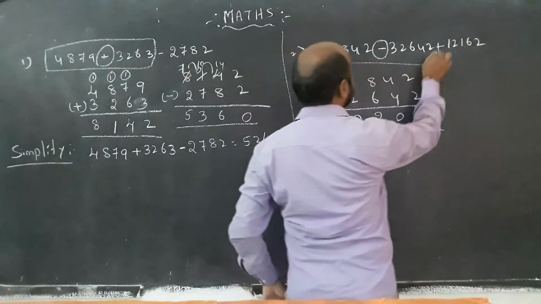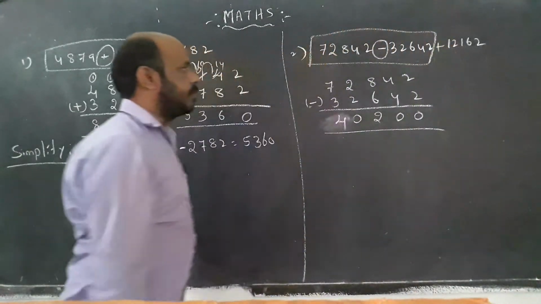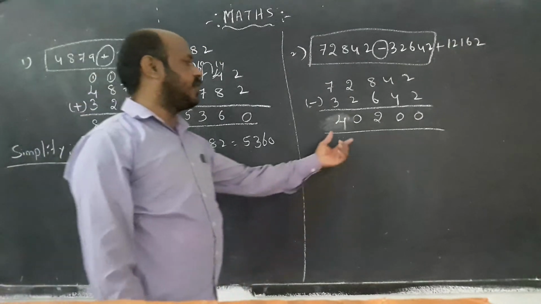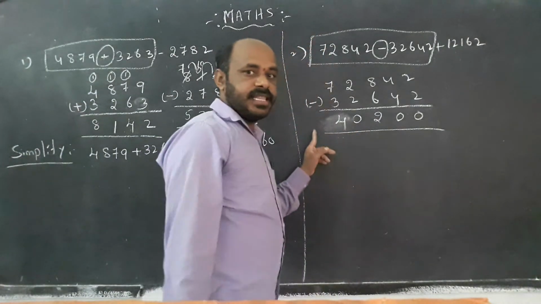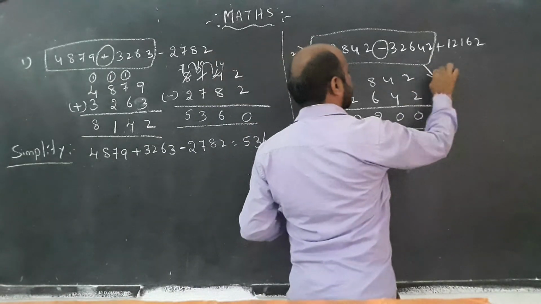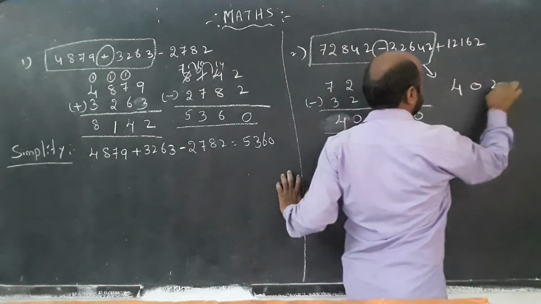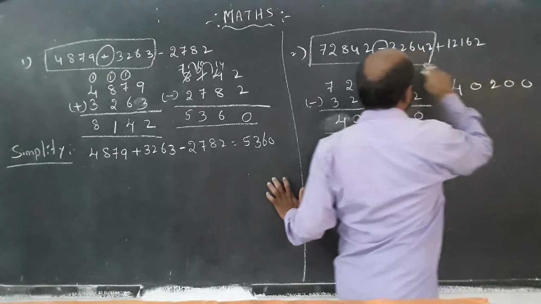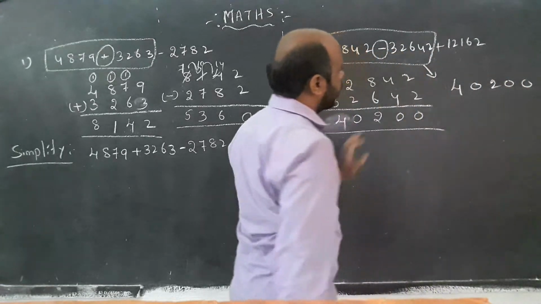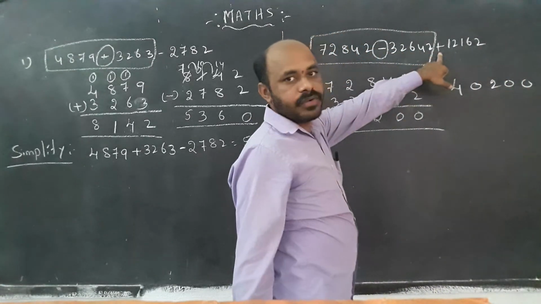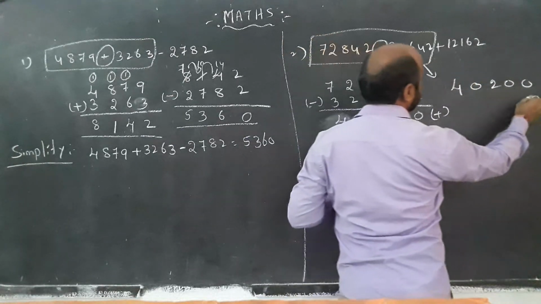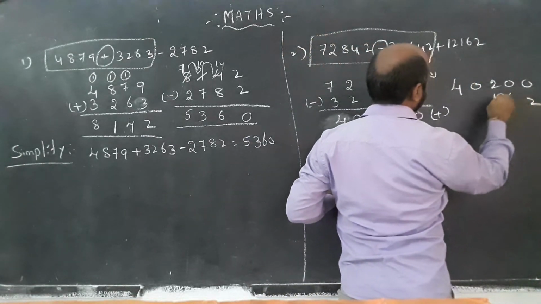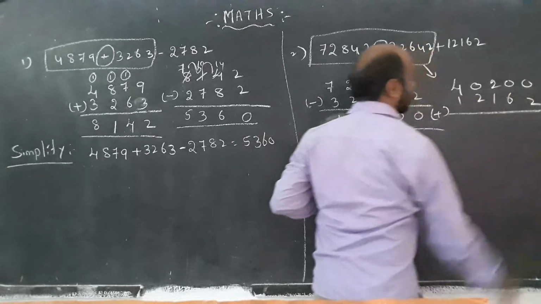The difference of the first two numerical numbers, when we apply the subtraction symbol, is 40,200. With this 40,200, whenever we are doing subtraction, we have to apply the addition symbol to the number immediately after it. Which one to which one? Then 12,162.